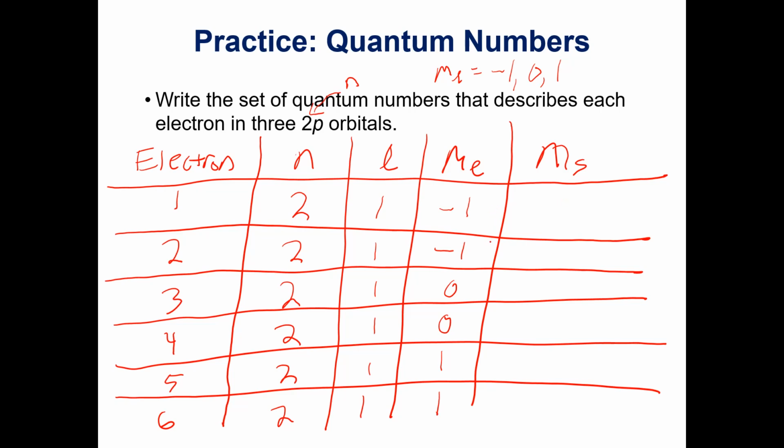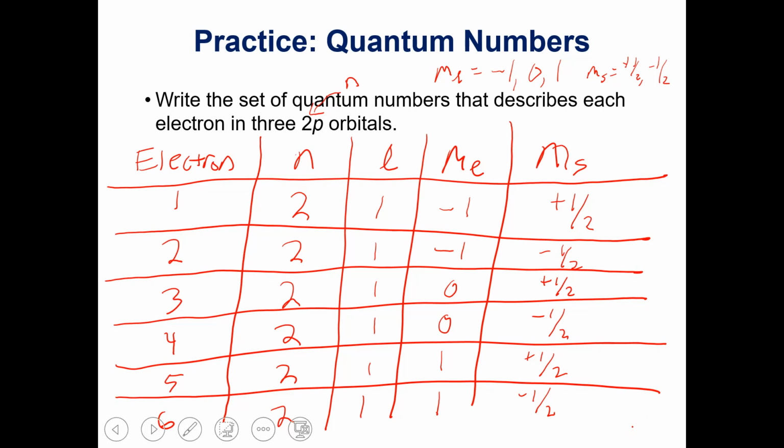Between the first 2, we know m sub s can only equal negative 1/2 or positive 1/2. So I'm going to call one of these positive 1/2 and the other negative 1/2, and I can do that for each pair. That gives me 4 distinct quantum numbers for each of these electrons. So we will stop here and we will get some more practice with this in class.